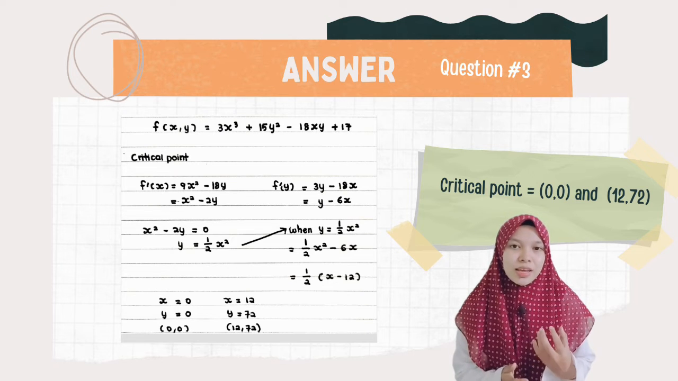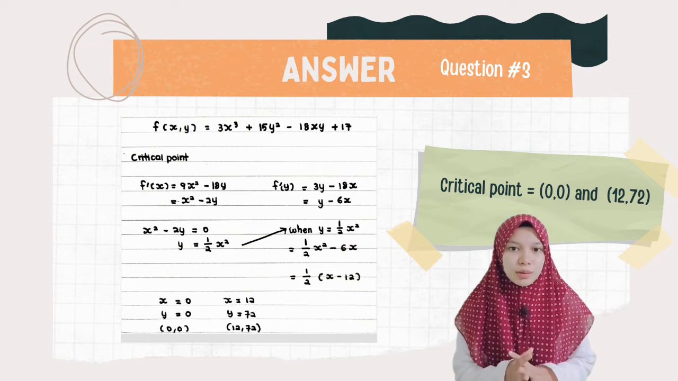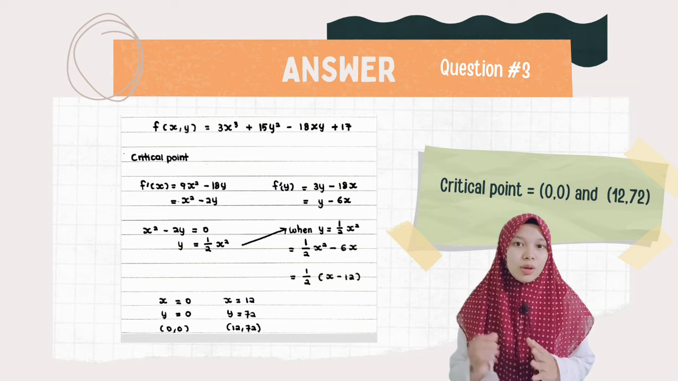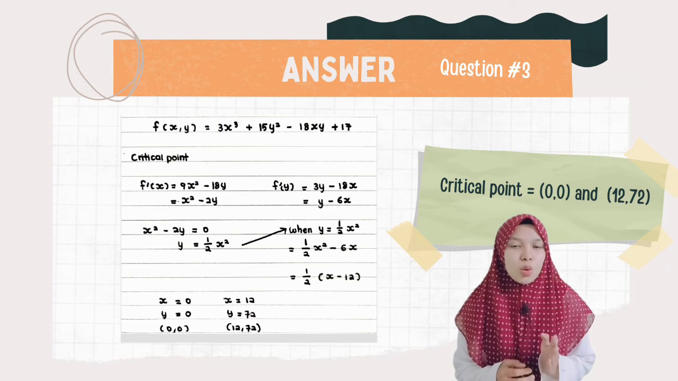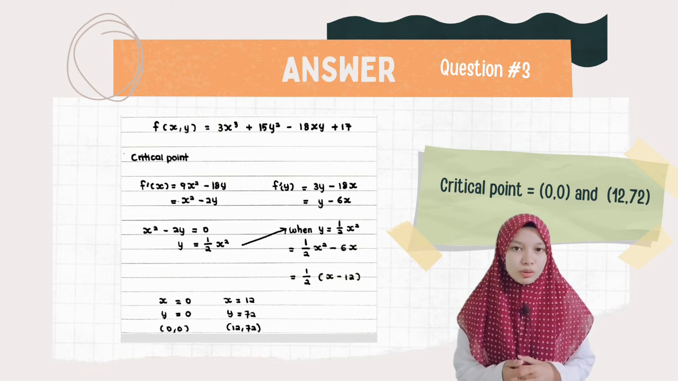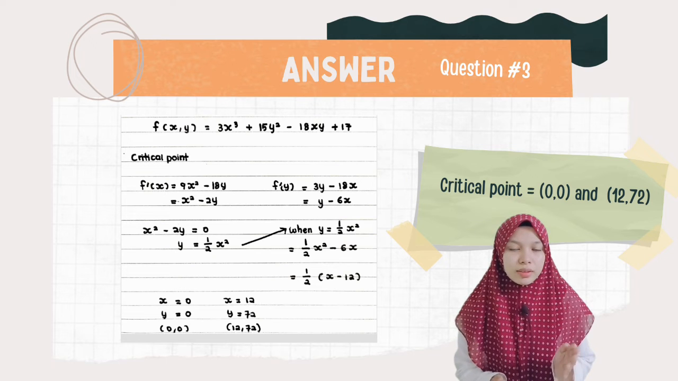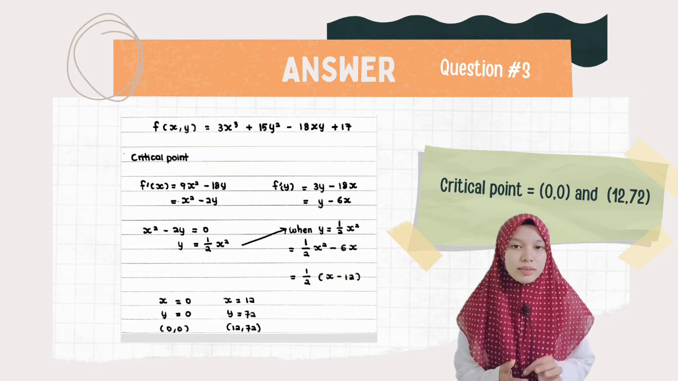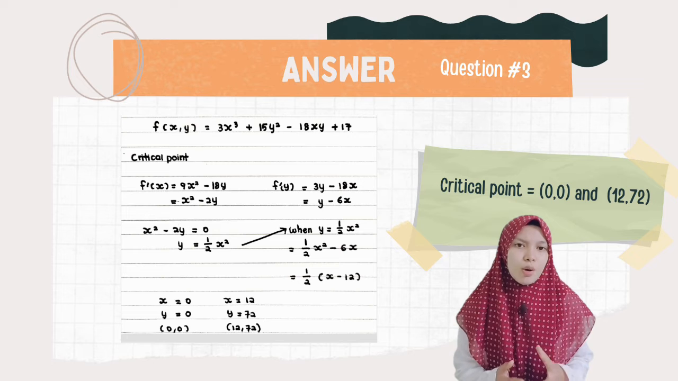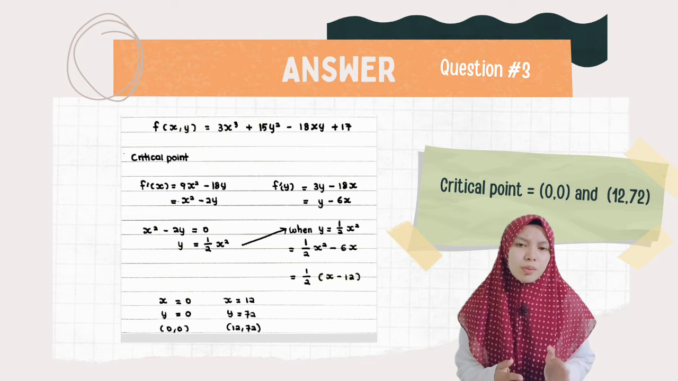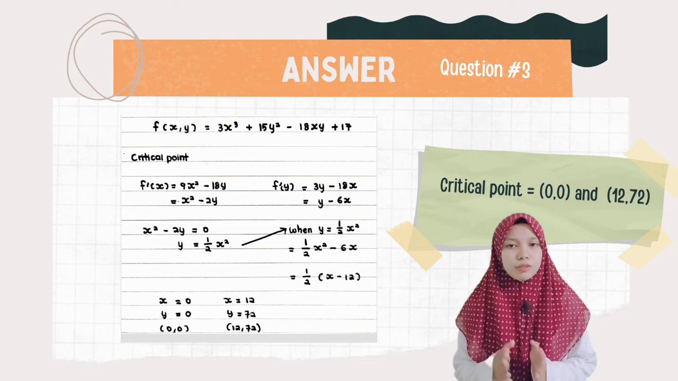And the third step, we put both critical points of x, which are 0 and 12, into the equation y equals 6x. So, when x equals 0, then y equals 0. And if x equals 12, then y equals 72. Now, we can conclude that the critical points are (0, 0) and (12, 72).